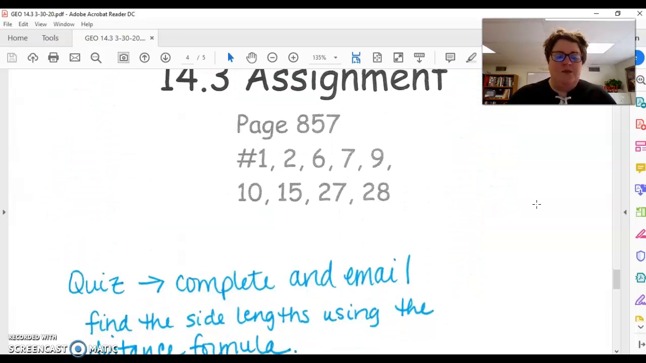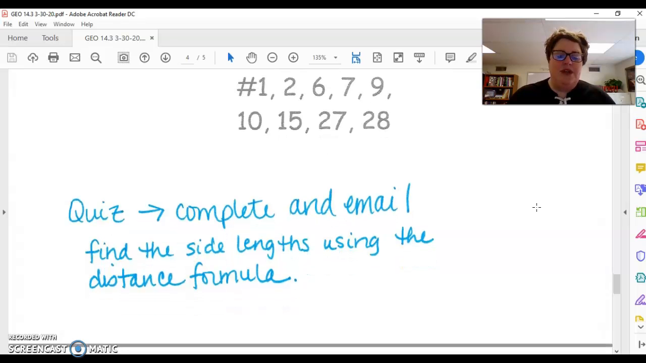Okay, you can look at some homework. So today we do have a 2.6 quiz. It's not on my math lab. It's one that I'm going to attach, and if you will complete it and then take a picture and email me back, that would be great.